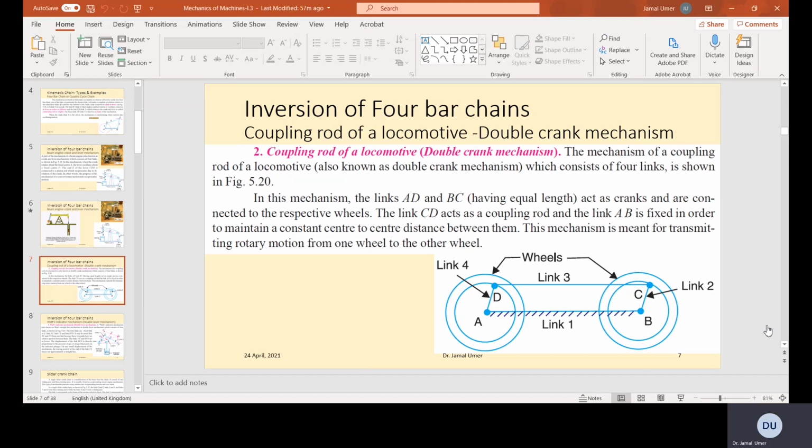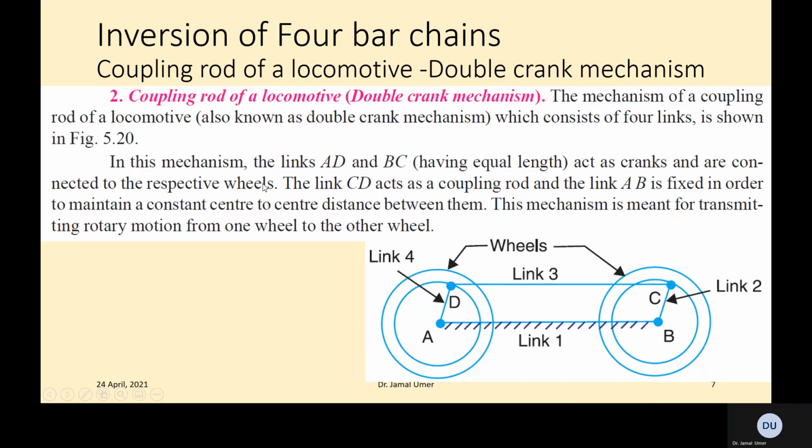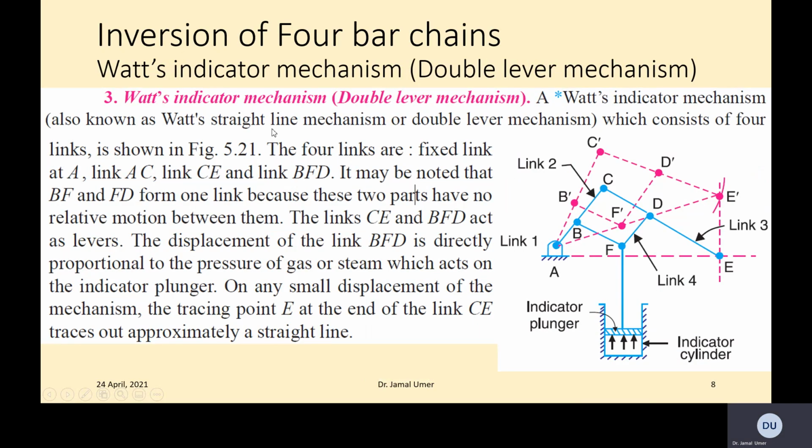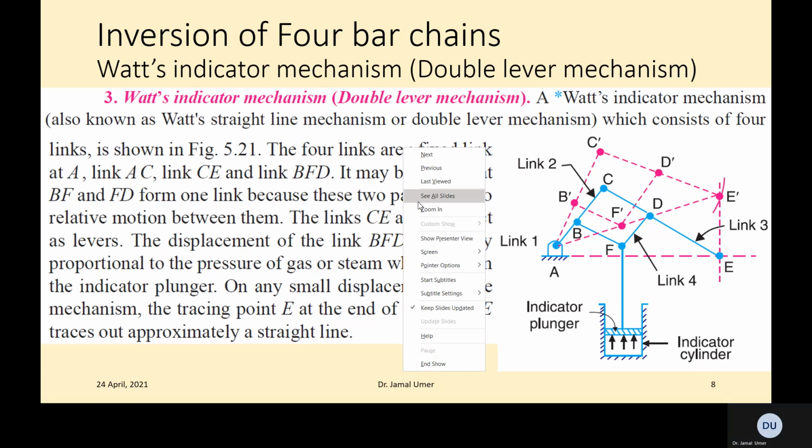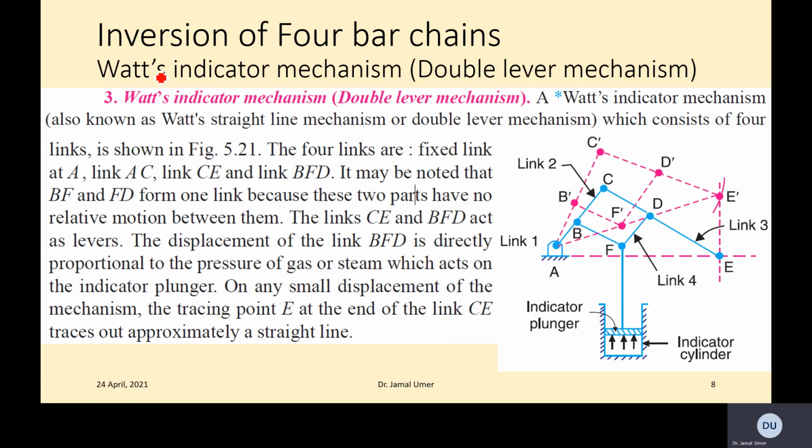All right, so the next category is Watt's indicator or double lever mechanism. So they are the same name basically for such mechanism. So what it says, a Watt's indicator mechanism, also known as Watt's straight line mechanism. So this is important thing here. The straight line. Either you call it as a Watt's indicator mechanism or Watt's straight line mechanism or a double lever mechanism. This is another name, which consists of four links also.